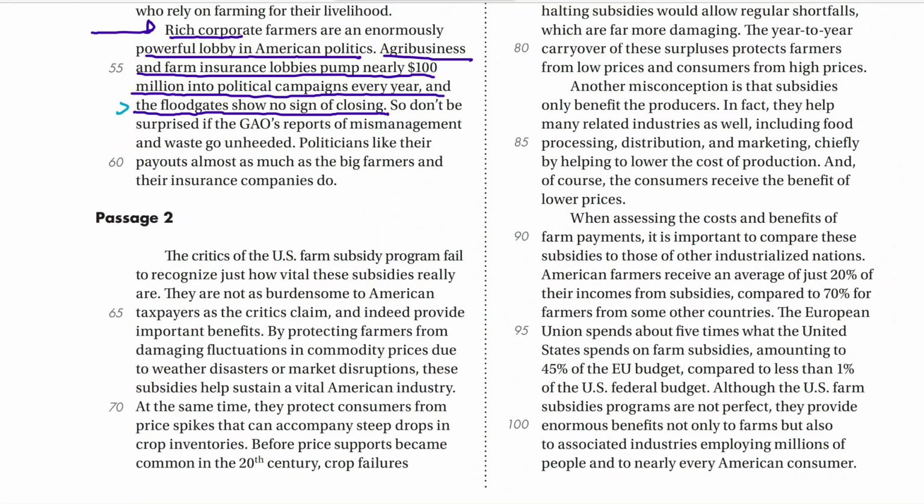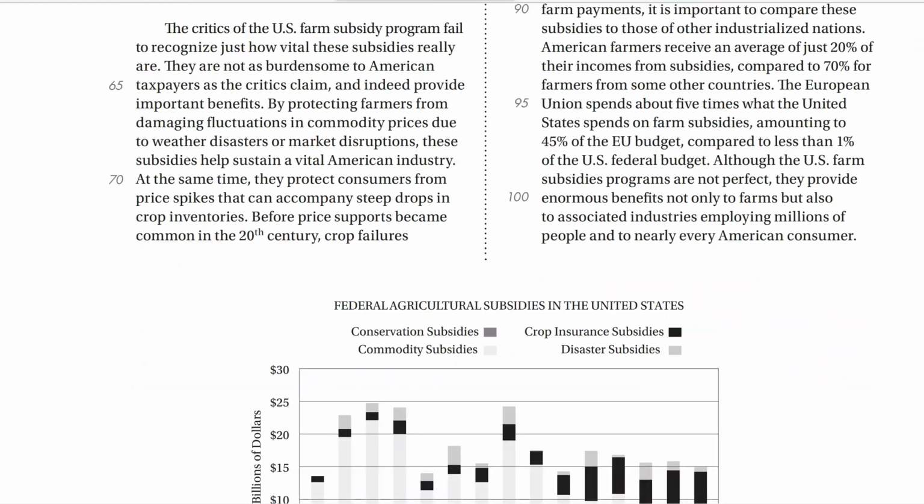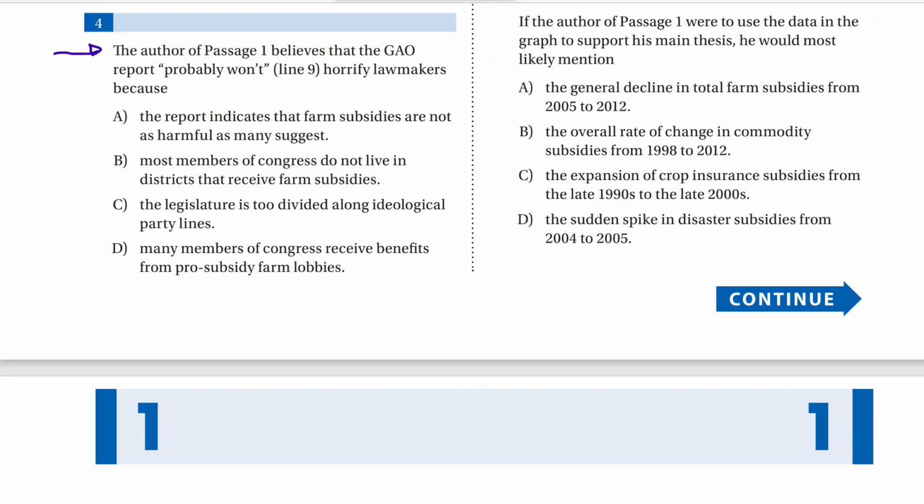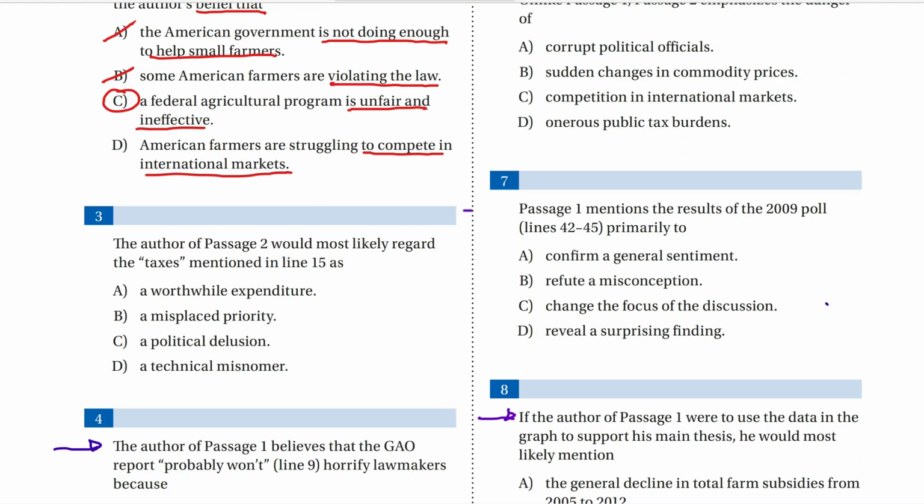Rich corporate farmers are an enormously powerful lobby, تكتل قوي in American politics. Agribusiness and farm insurance lobbies pump nearly 100 million into the political campaigns every year. So here, you go for what, ya Ziad, ya Muhammad? D. Thank you very much. Many members of Congress receive benefits from pro-subsidy farm lobbies. Thank you very much. So question number 7.